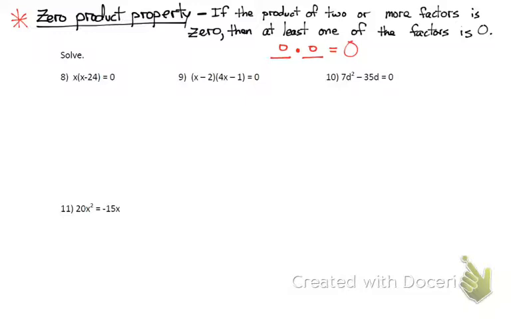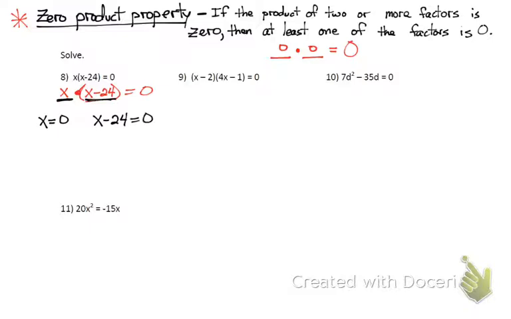So because we know that property, we can now look at this problem number 8 and say, okay, I have two things multiplied together here. I have something, which we're calling x right now, times something else, x minus 24. So I'm taking two things and I'm multiplying them together. And the answer is 0. Well, what that tells me is that either this first piece has to be 0, so x has to be 0, or this second piece, x minus 24, has to be 0.